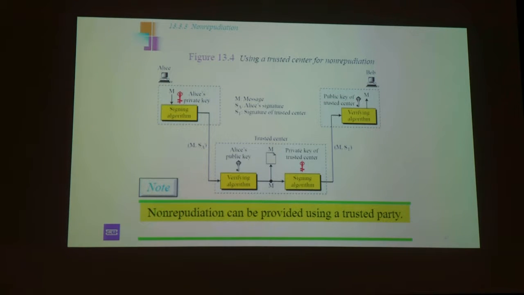Repudiation is a tough cookie, because the recipient or the sender could deny sending or receiving the message. So basically we have to have a third party to guarantee that. For example, Alice could send the message, sign it, then after a while change her private-public key pair and deny that she sent the message. So by itself, it cannot. The way you do it is you have a third center.